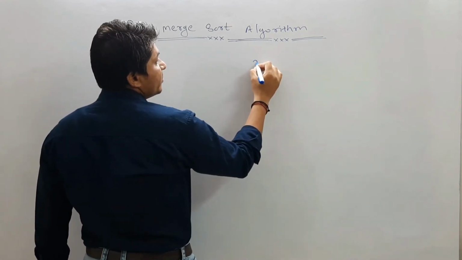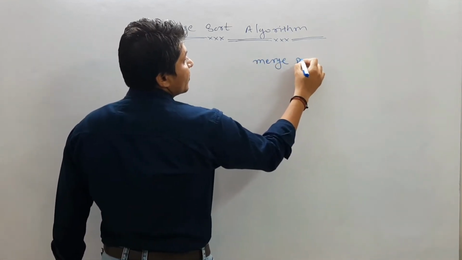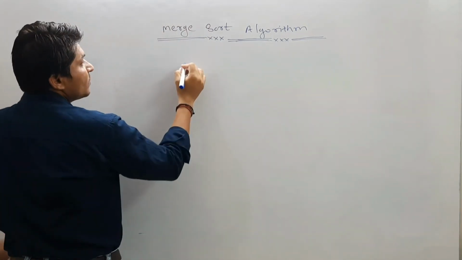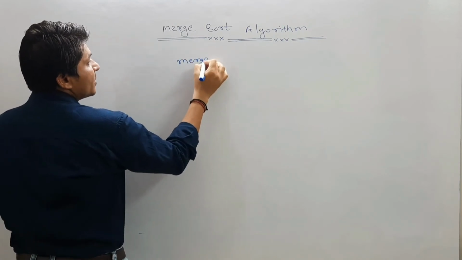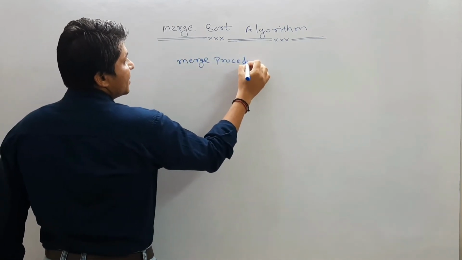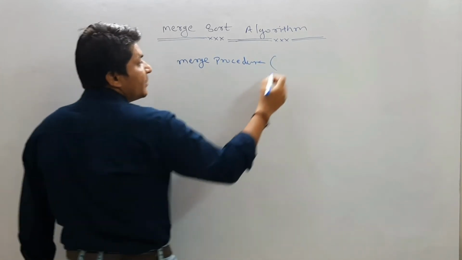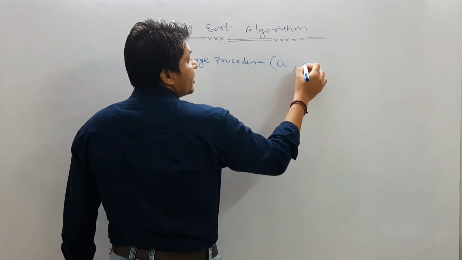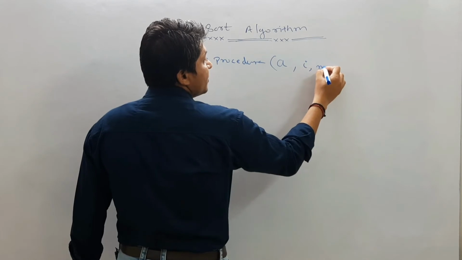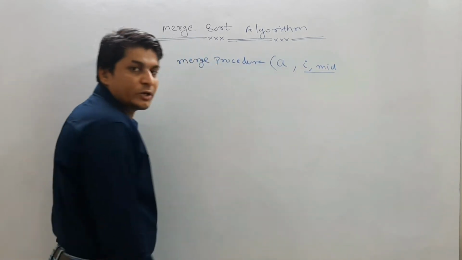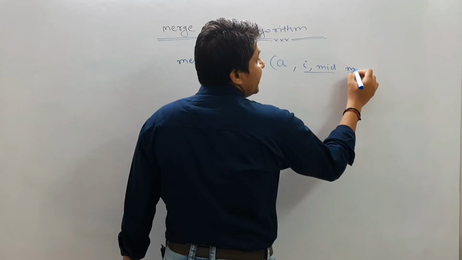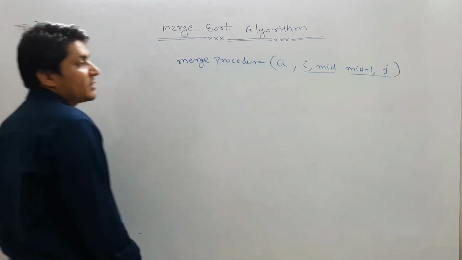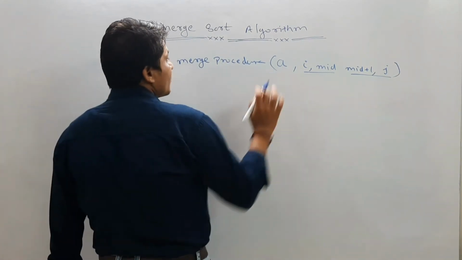So let's suppose we are writing the merge procedure. Merge procedure. What is the input? The input is two sorted subarrays. One sorted array is from index I to mid, and the other sorted array is from mid plus 1 to j. This is the input.